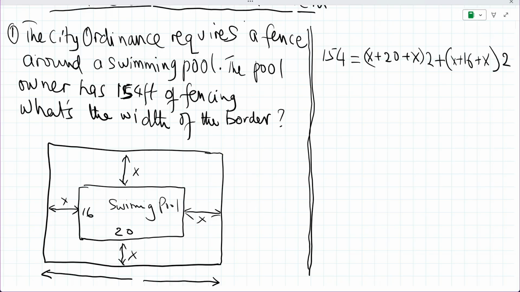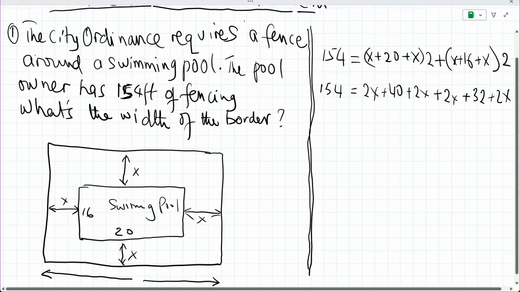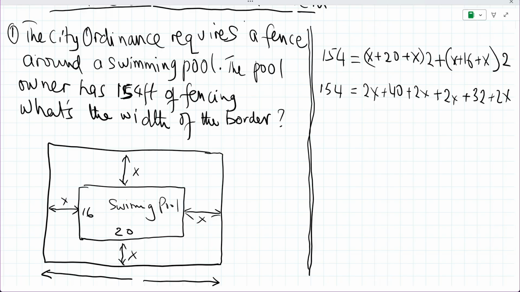So we then go into simplifying our given equation. 154 will equal 2 into x, which is 2x, 2 into 20 is 40, 2 into x is 2x, plus 2 into x is 2x, plus 2 into 16 is 32, and then 2 into x will be 2x. We can then move to simplify the quantities that have variables.